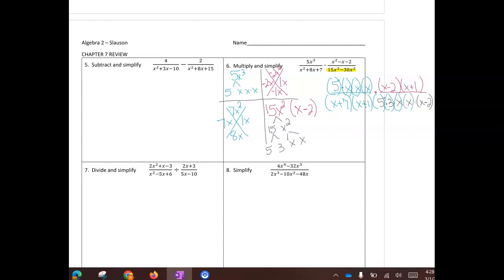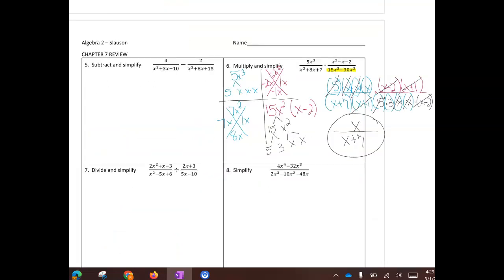All right, now we're ready to cross that stuff off. So crossing a 5 off and a 5 off, an x and an x, another x and another x. Let's see, x plus 1 and x plus 1, x minus 2 and x minus 2. So when I'm done and I scan my numerator, I see an x and I see an x plus 7. That's it. So let's go back to the takeaway page.